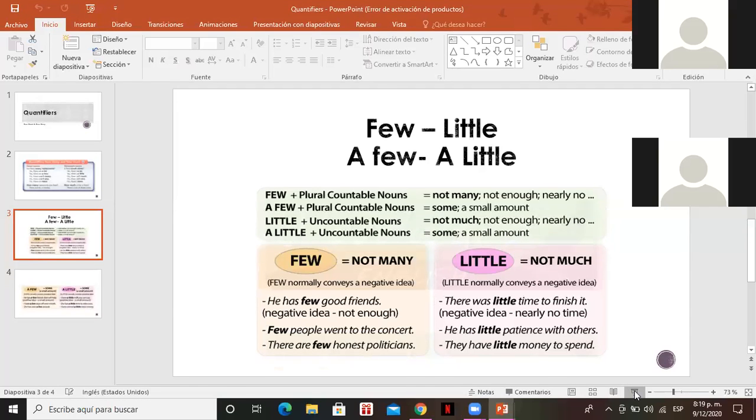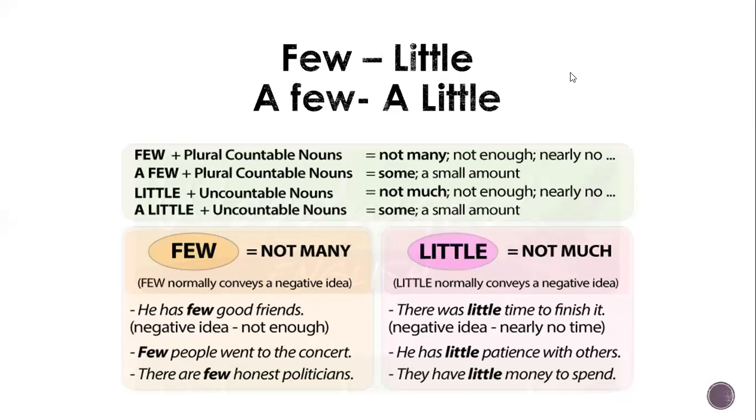Okay, so for example, you can see that here I have few and a few, but also we have little and a little, but we are going to focus right now only on few and a few, okay? So few is used with plural countable nouns and a few with plural countable nouns. So what's the difference? ¿Cuál es la diferencia entonces between few and a few? The difference is the meaning. Few means not many, not enough. And a few means some or a small amount.